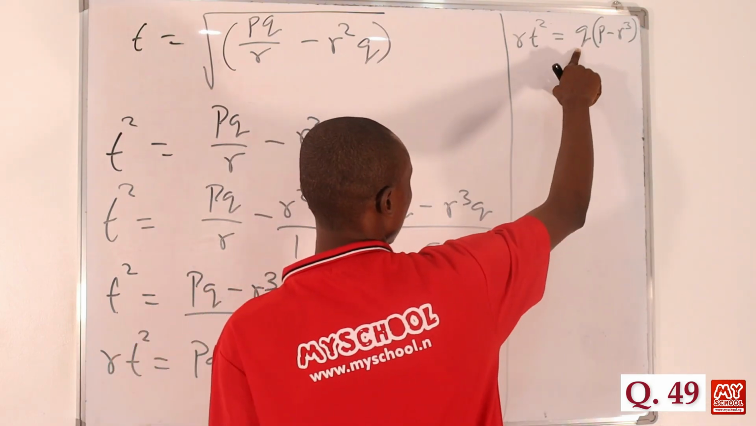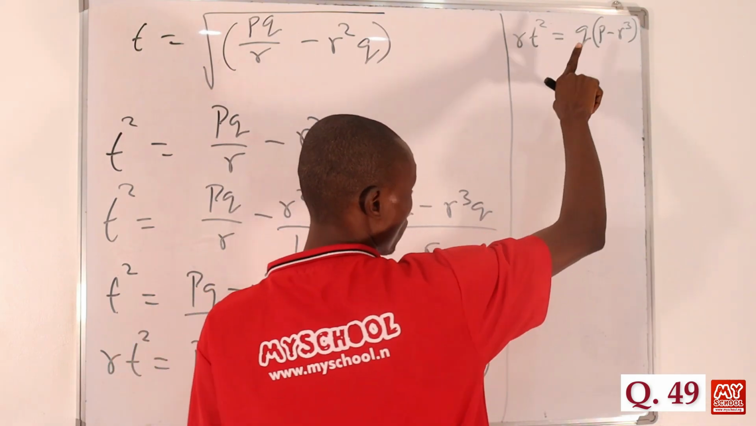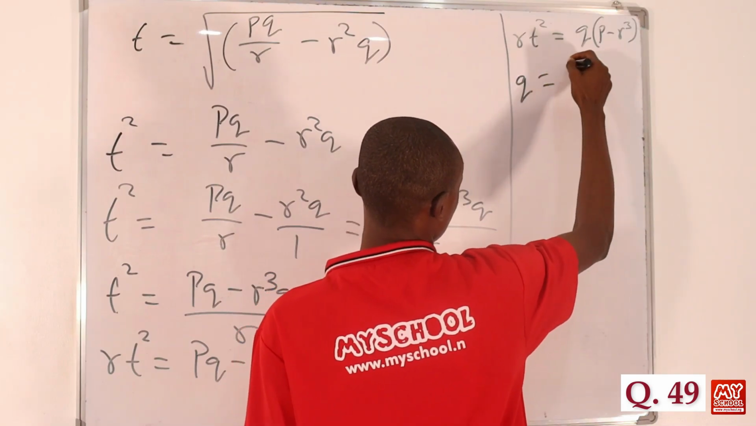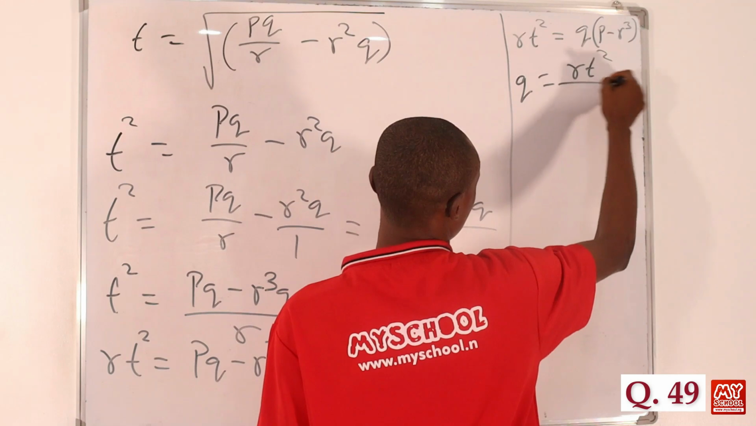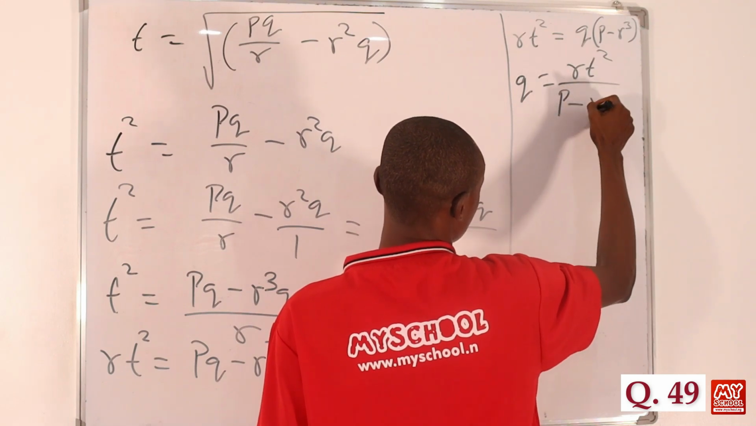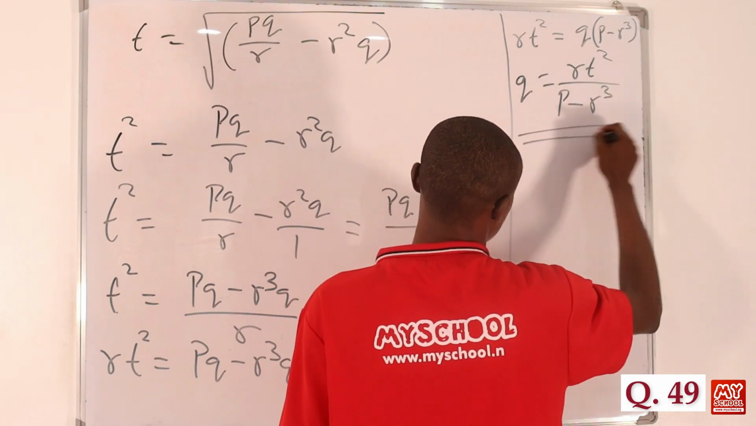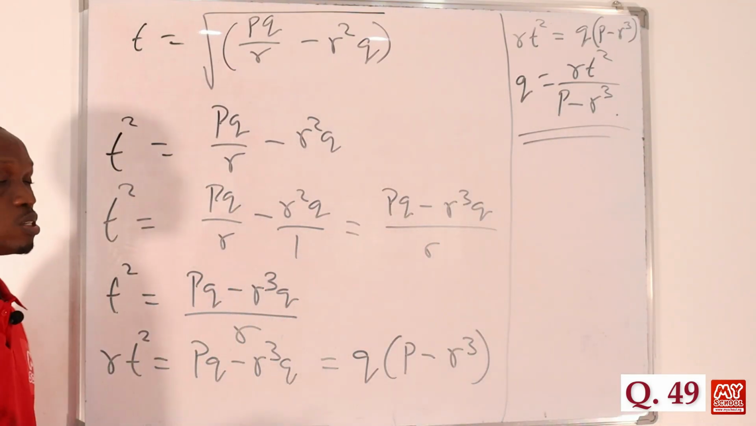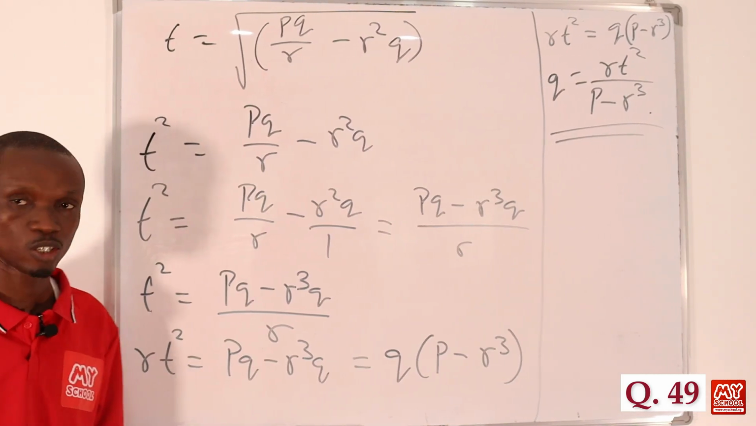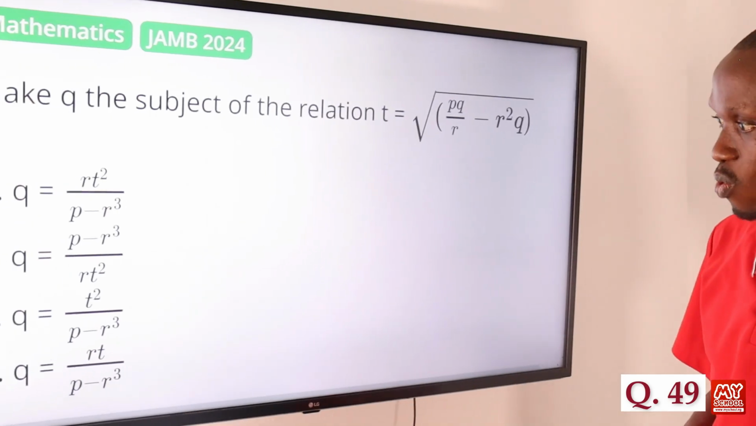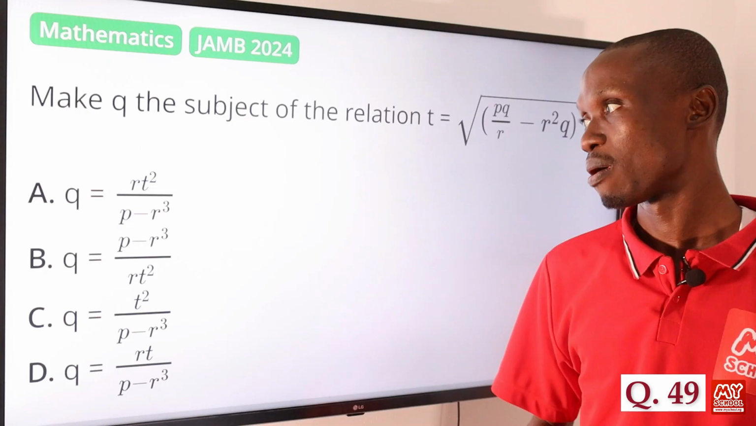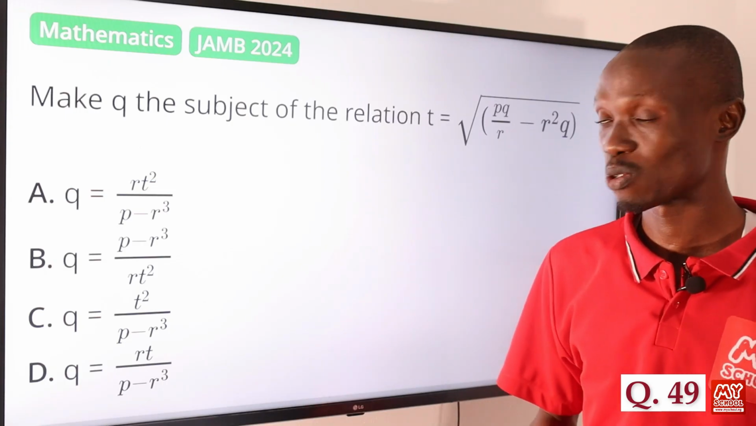Since we are looking for the value of Q, we divide both sides by the coefficient of Q, which is what is in the bracket, right? So that our Q is equal to r T squared all over P minus r raised to power 3, okay? So we have succeeded in making Q the subject of the relation. Let's return back to the screen to pick the correct answer to this question. That is option A. Q is equal to r T squared over P minus r raised to power 3.